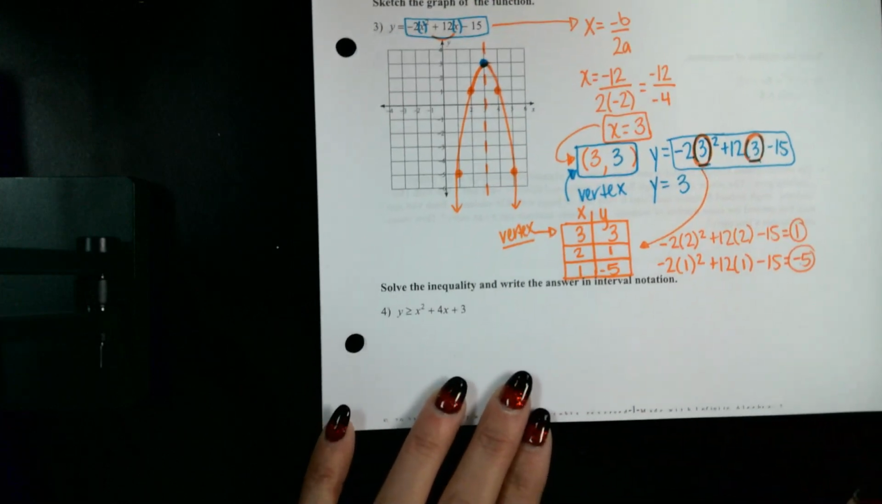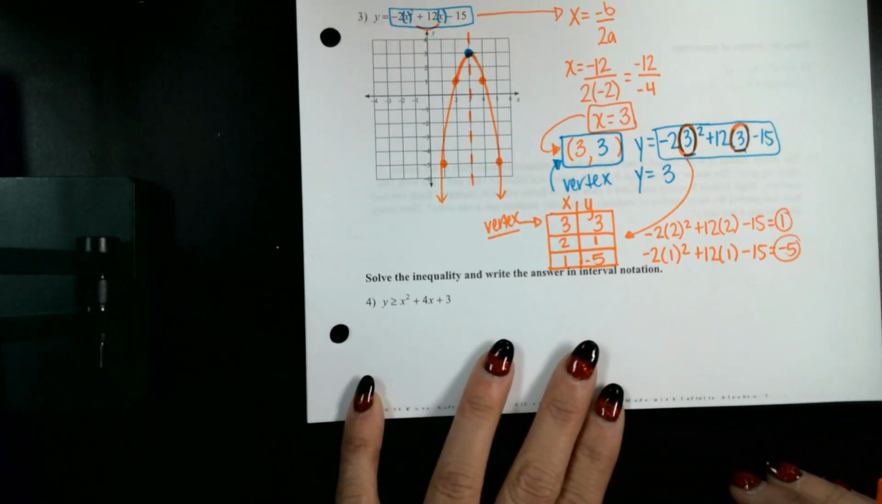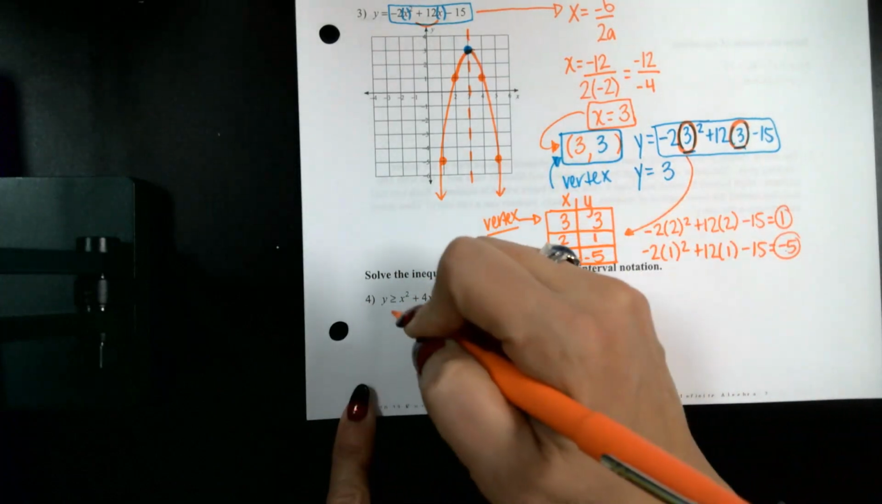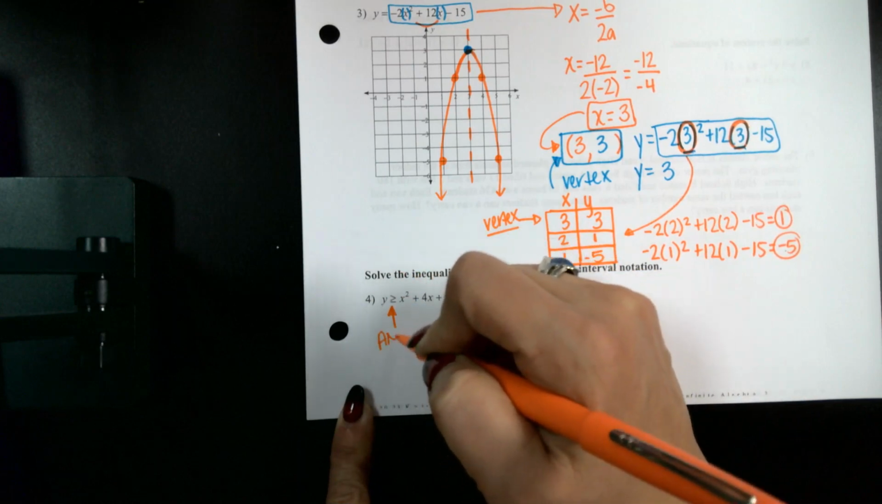Okay. Now number 4, we haven't done one of these in quite some time, the interval notation. It's been a while since we saw this, and I don't know if you remember this or not, but greater than is always an and problem.